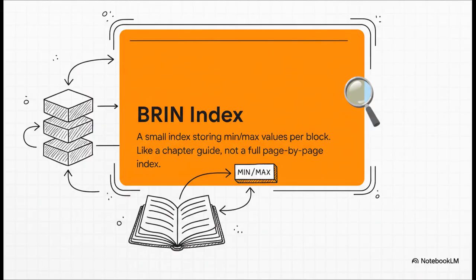Now for something a bit more specialized, the BRIN index. This thing is so clever. Instead of keeping track of every single row, it just remembers the minimum and maximum value for huge chunks of your table. Back to our book analogy, this is like a table of contents that just says, dragons are talked about in chapter 5. It doesn't tell you the page, but it narrows it down a ton. It's super tiny and amazing for huge tables where the data is naturally ordered, like by a timestamp.